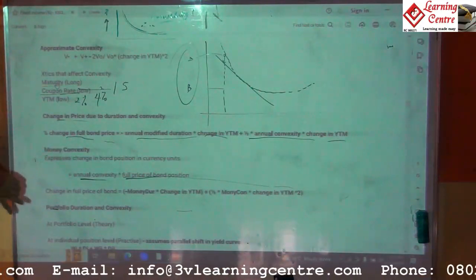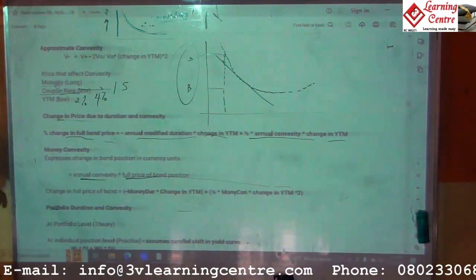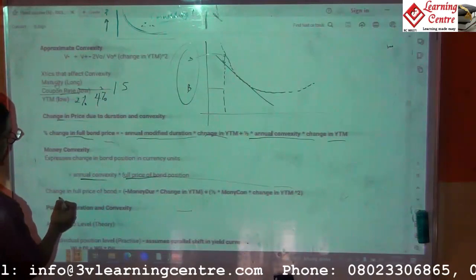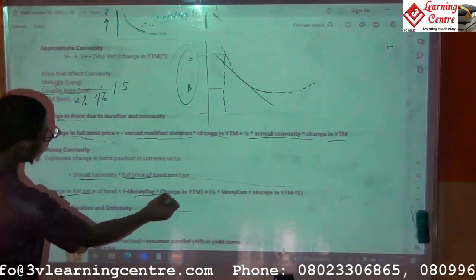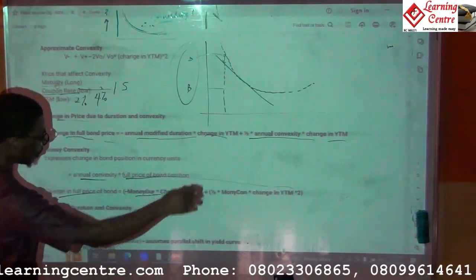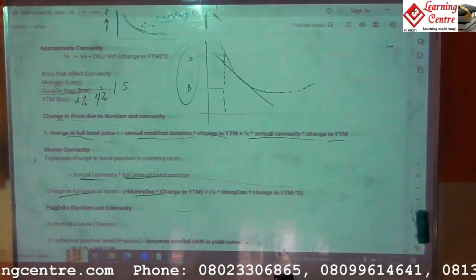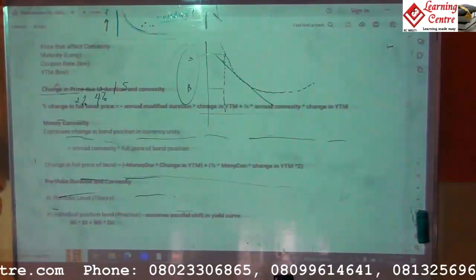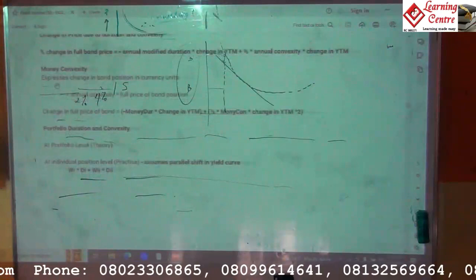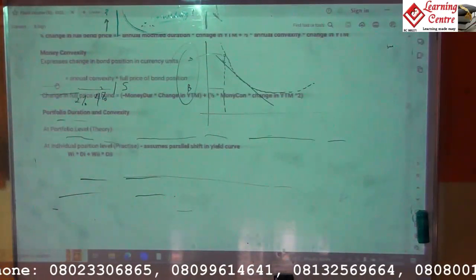All of this is just a game of remembering the formula. So don't forget: change in the full price of the bond, your money duration times change in YTM, money convexity times change in YTM. Quick reminder, when you're doing convexity, you usually square your change in YTM.